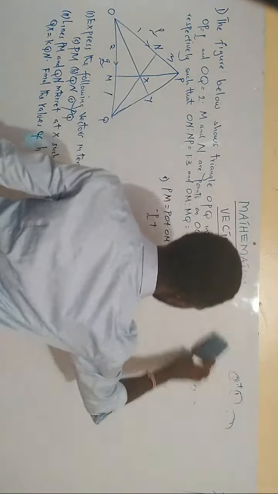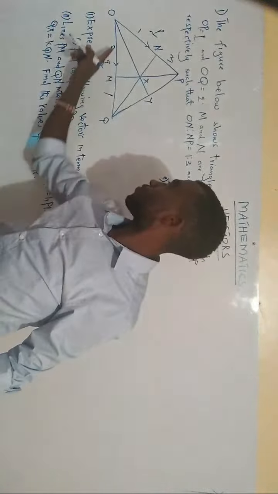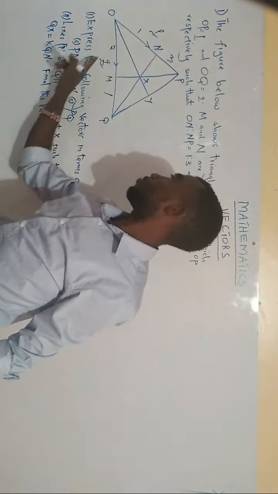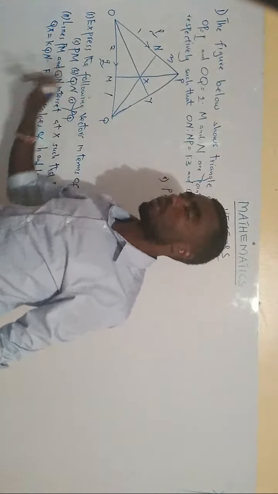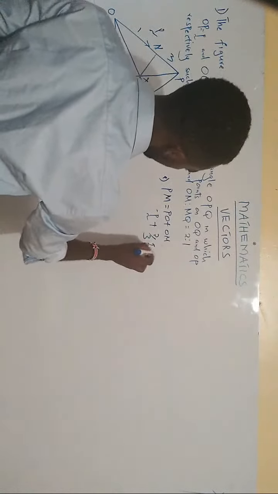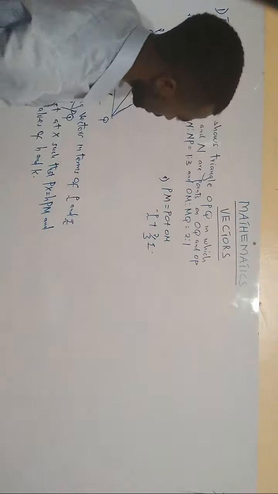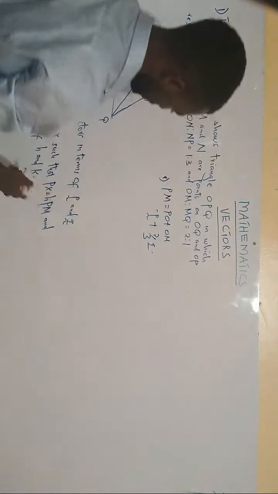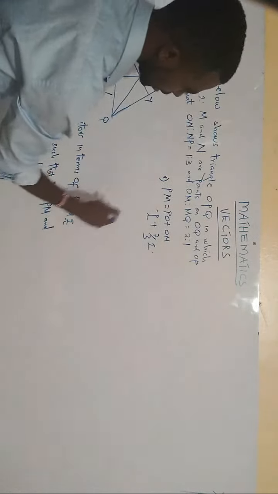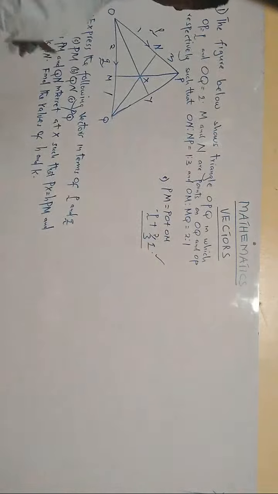Now, I'm explaining this point here, that M divides line OQ in the ratio of 2:1. So OM is 2 out of 3 of Q. And I don't think there is any other simplification you can do. PM can be expressed in terms of P and Q in that form. Part A is okay.